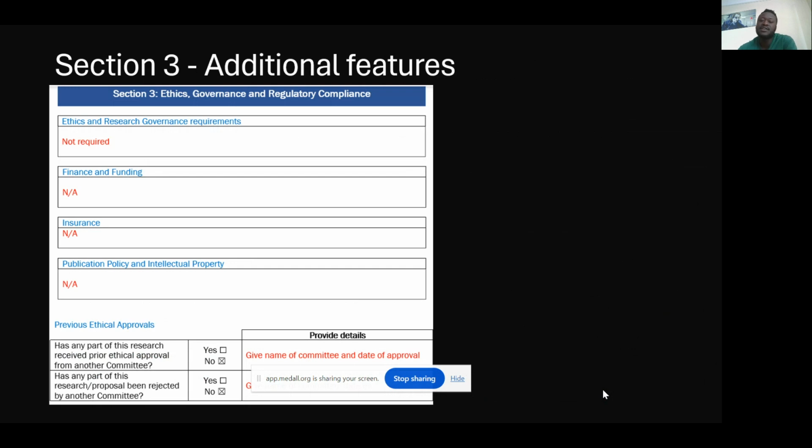Section number 3, again, this is a template of what it might look like, is any additional information that might be necessary. So is there any requirement for ethics and research governance for systematic reviews? Usually there aren't, because you're looking at studies that already exist. Is there any finance or funding burden? Are you paying to get access to certain research papers? Are you being funded by anyone? Are there any conflicts of interest? And then also the issues with publication policy and intellectual property. So all the additional things that might go into doing the study or the systematic review would go into Section 3. I assume at your level, if you're involved in a systematic review, Section 1 and Section 3 will be filled out by someone else or by a lead investigator.